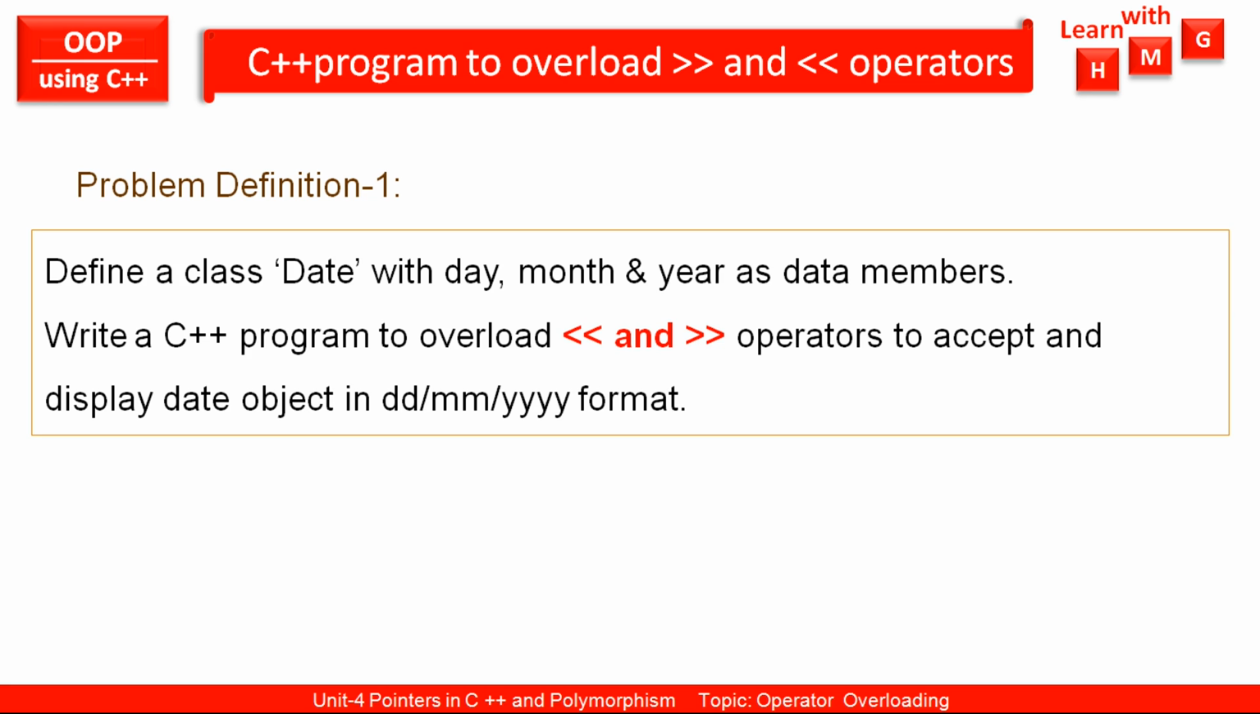Define a class date with day, month and year as data members. Write a C++ program to overload insertion and extraction operators to accept and display a date object in dd, mm, yy format. So here the date class is required to be defined, and in that there are three data members: day, month and year. We are going to create one object, and we will read that object by overloading the extraction operator, and we will display the object by overloading the insertion operator.